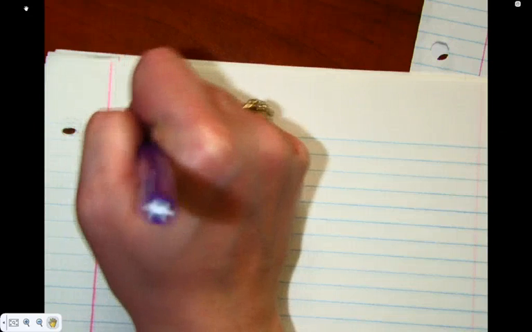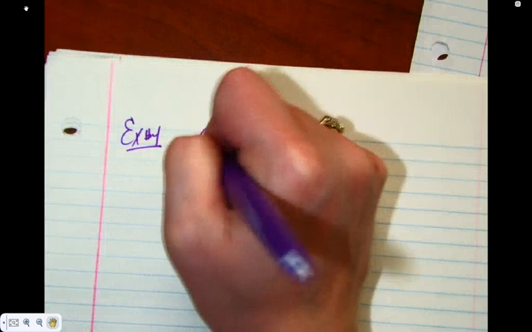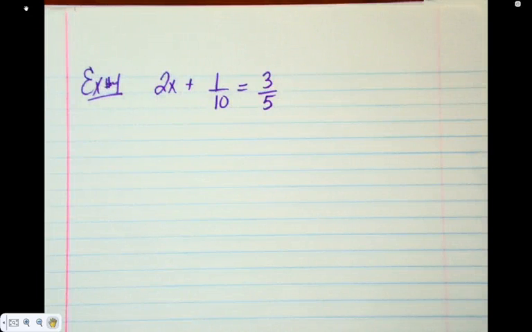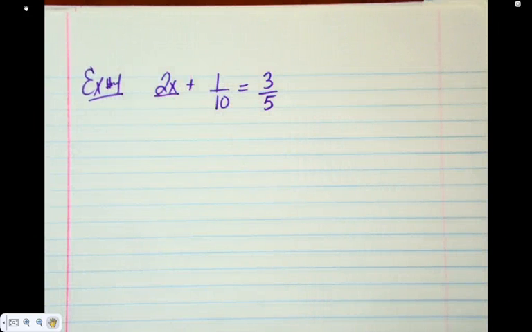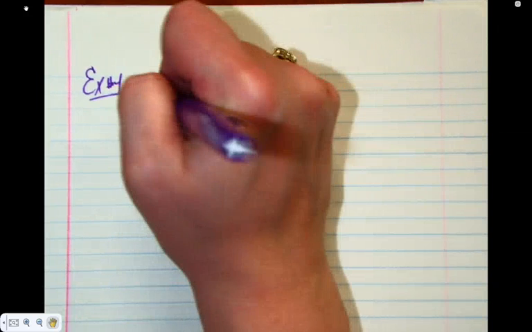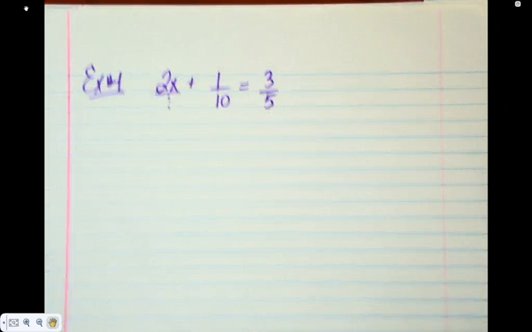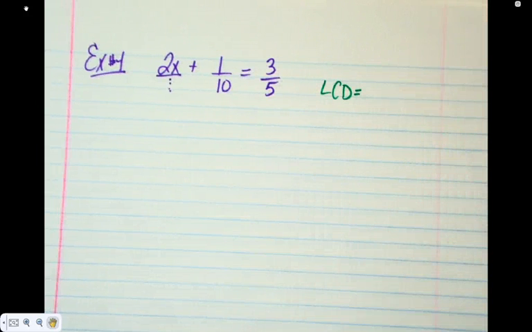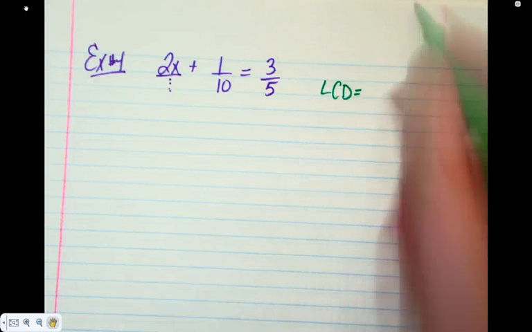Okay, so let's look at number 4. 2x plus 1 over 10 equals 3 over 5. And I'm just going to put the denominator of that 2x. We don't see it, but what do we know it is? 1. So imaginary 1 is there, just so we have our 3 denominators. Okay, lowest common denominator, 1, 5, and 10. What's the smallest number we can divide by 10, divide by 5, divide by 1? 10.